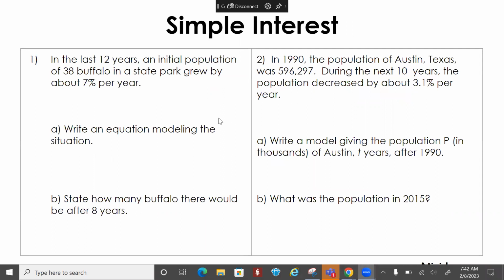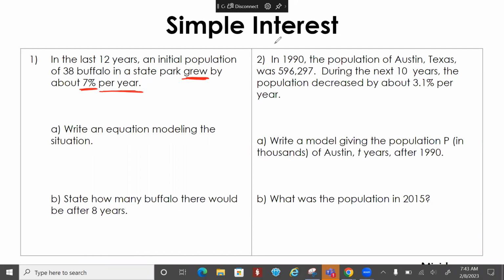So simple interest. With these problems, it's a lot of reading, so you have to pay attention to what the question is asking. This says, in the last 12 years, an initial population of 38 buffalo in a state park grew by about 7% per year. Write an equation modeling the situation.